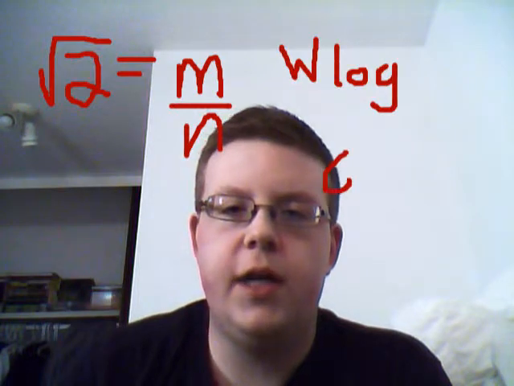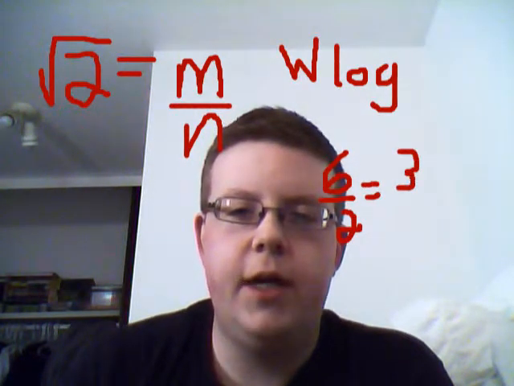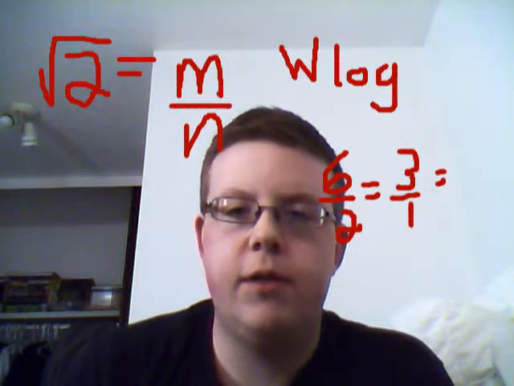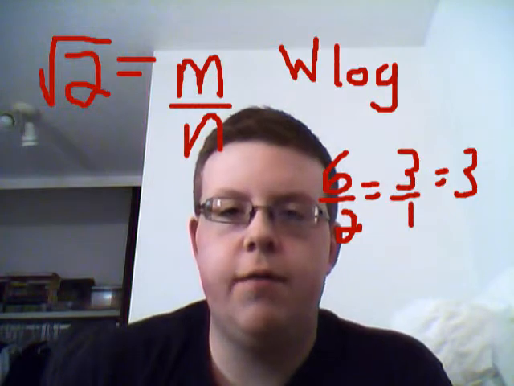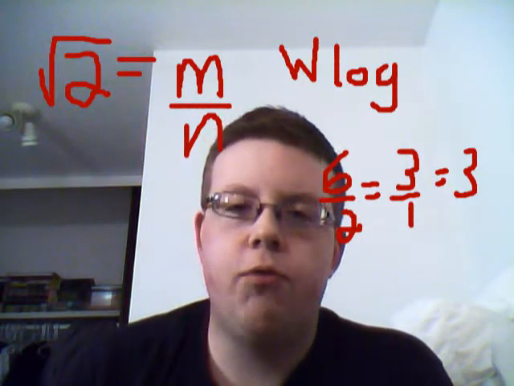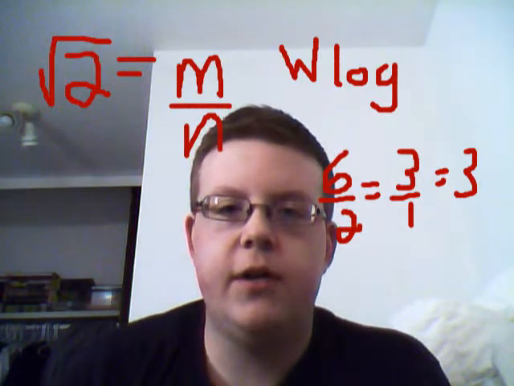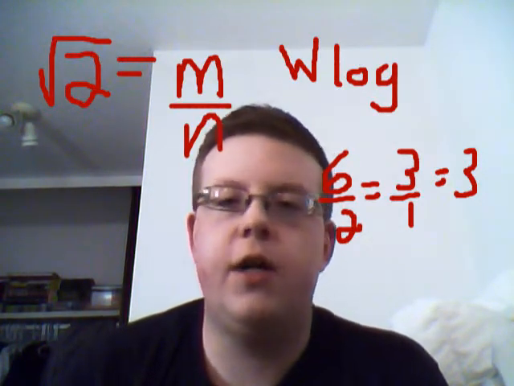So instead of writing 6 over 2, that's the same as 3 over 1, which is equal to 3. With 6 over 2, we do have a common factor of 2 in the numerator and denominator. With 3 over 1, we don't have any common factors. So that's what I mean when I say they don't have any common factors. So, how do we start off?